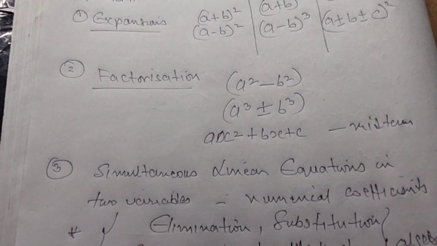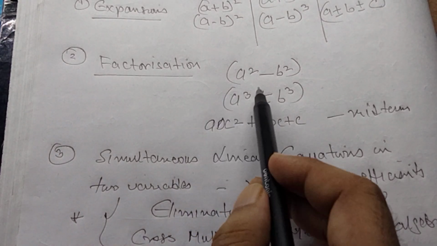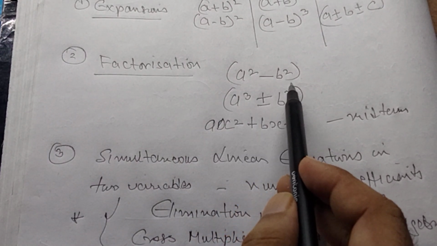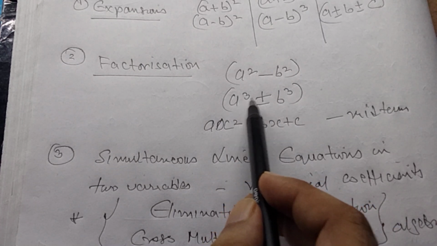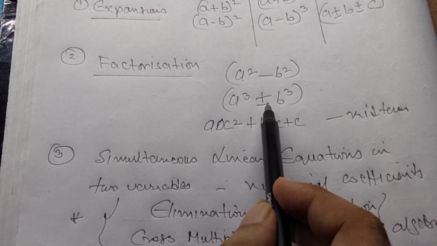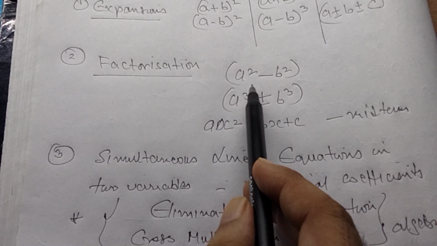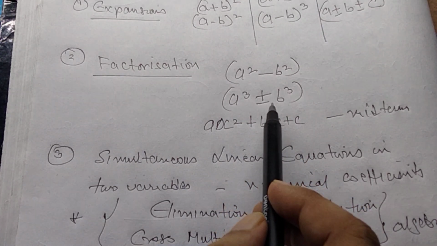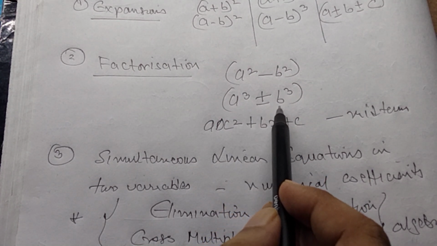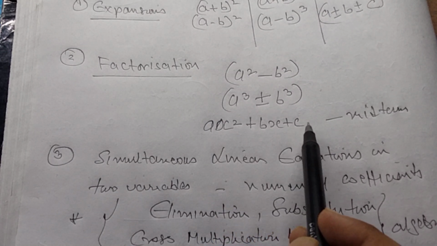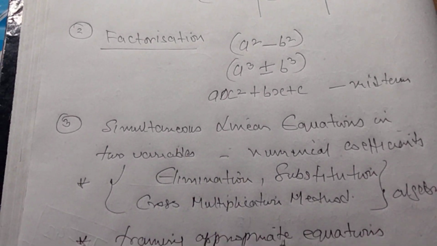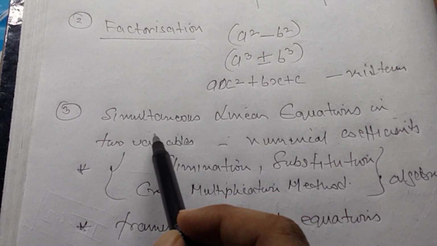Second thing you have to know in class 9 is factorization of a square minus b square, a cube plus minus b cube. So this means like there are two expressions here. Okay, so a square minus b square, you have to know the factorization, a cube plus minus b cube. Third is ax square plus bx plus c. You have to know the midterm, splitting the midterm and how to factorize this.